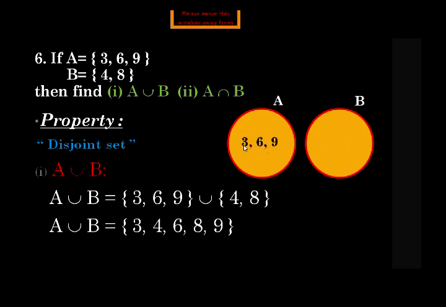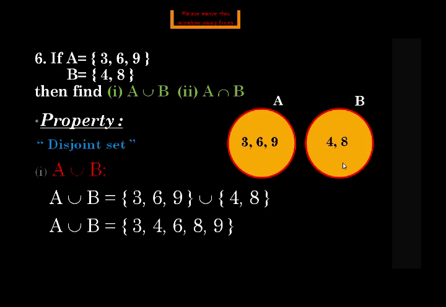Set A contains 3, 6, 9 and set B contains 4 and 8. We have shaded both the circles. Why? Because we are using the union property, the union operation here, and the statement of union is arranging the sequence of elements. So all the elements are present in A union B, so we will shade both the circles.